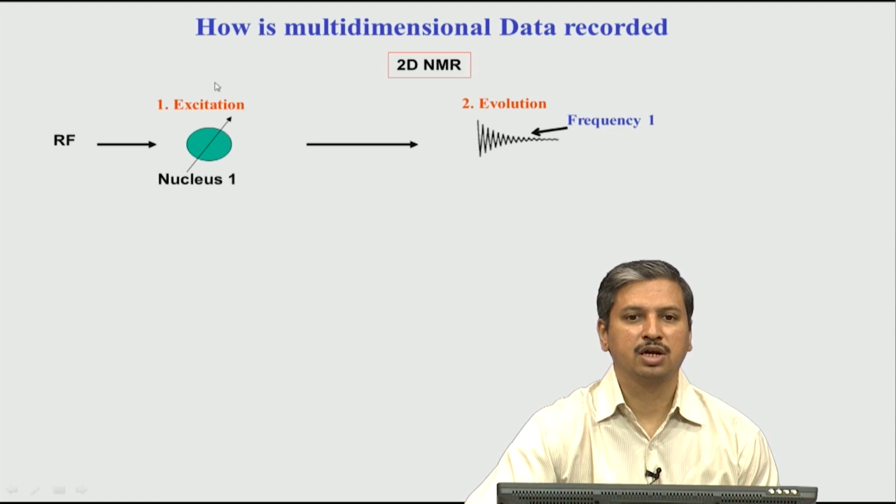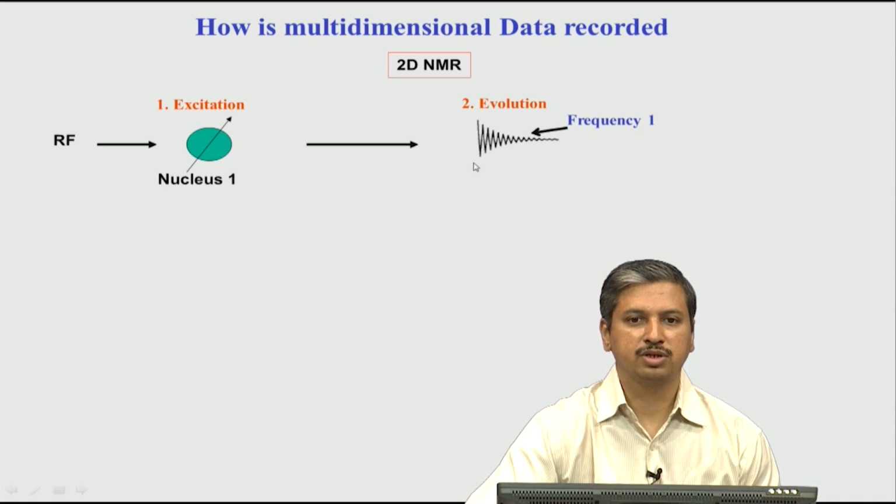Then what we do is, at the moment you excite a nucleus, then you remove the RF pulse, and the nucleus starts relaxing, and that is called FID. During that period, remember we said in 1D you generate an FID, you induce a signal in the coil and that generates an FID. But in 2D we do not do that.